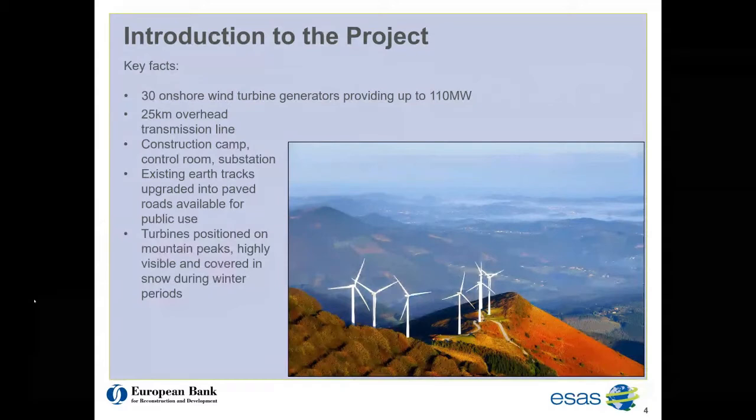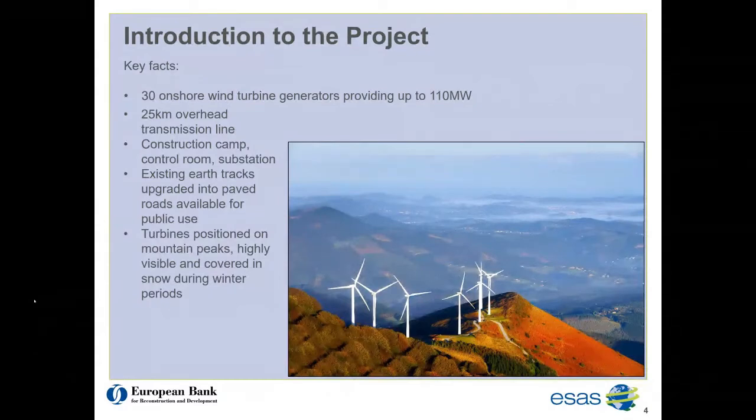Let's now introduce the project. So we have some key facts. There are 30 onshore wind turbine generators providing up to 110 megawatts of power. There's a 25-kilometre overhead transmission line. There's a construction camp for the workforce, a future control room and substation linking the energy to the national grid. There's a variety of existing earth tracks which will be upgraded into paved roads, which will also be available for public use. And of course, there will be the turbines themselves.